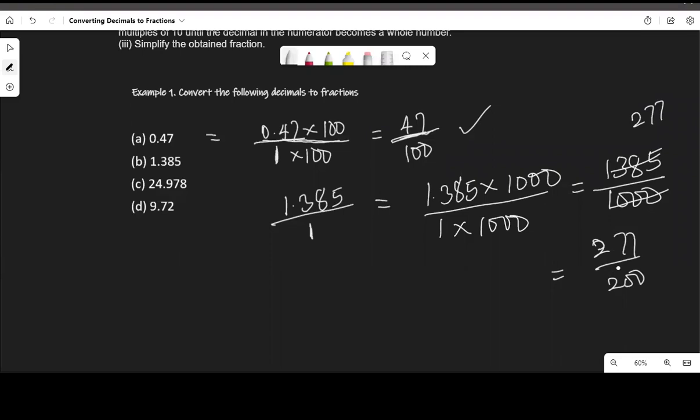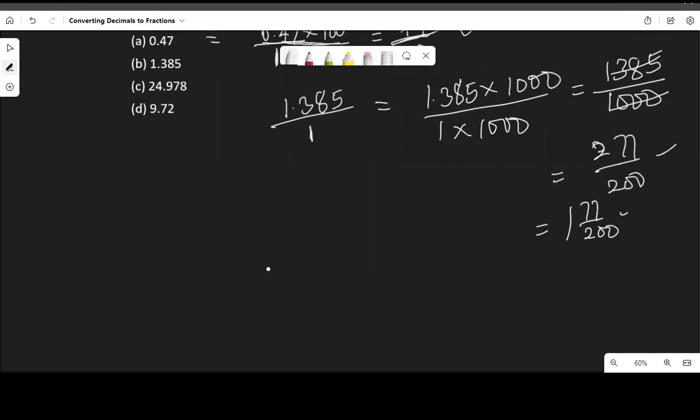If you wish, you can express it in terms of mixed numbers, since the numerator is bigger than the denominator. 277 divided by 200 is one whole number, 77 over 200. So one whole number, 77 over 200. This is the mixed number. If you like, you can leave it this way. If you like, you can come this way. Okay, so that is that for question B.